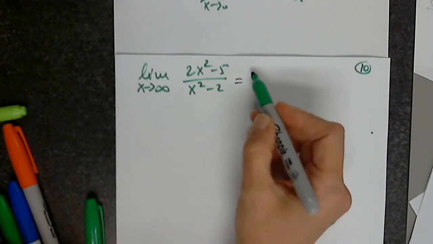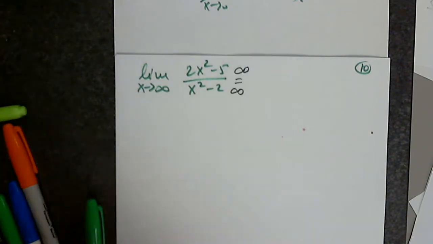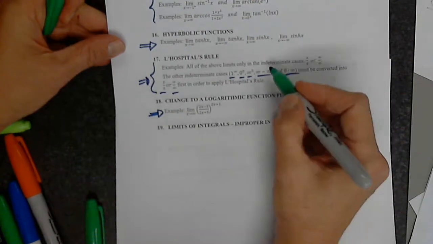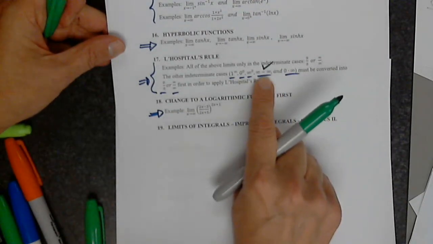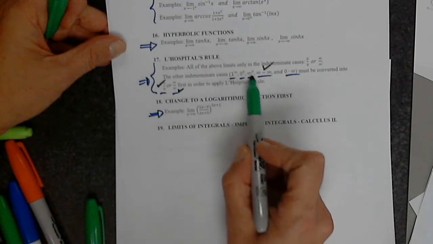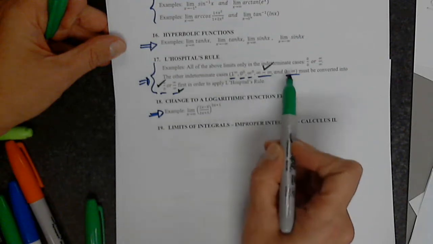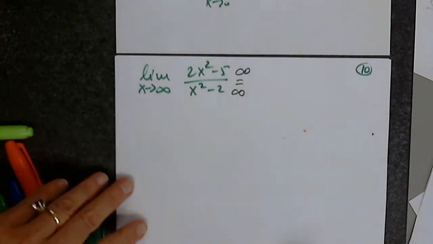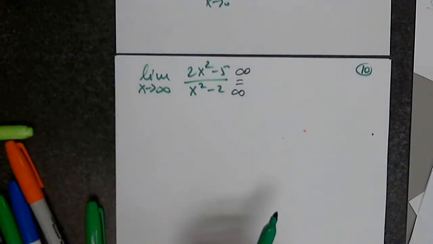I plug it in, and I have infinity over infinity. This is one of those that we already observed. We observed before infinity minus infinity, and we rationalized it. We observed 0 over 0 and infinity over infinity. We did not have any encounter with the other 4 yet. Okay, so it's infinity over infinity.